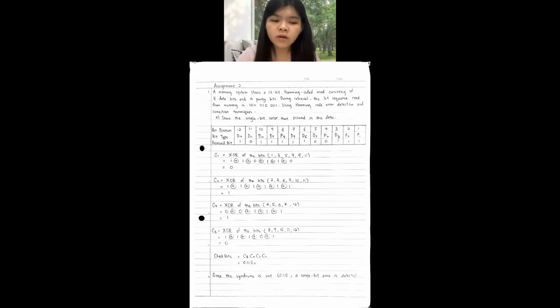For C4, it covers positions 4, 5, 6, 7, and 12. XOR those and we get 1. And C8 covers positions 8, 9, 10, 11, and 12. XOR those and we get 0. So the syndrome C8, C4, C2, C1 equals 0, 1, 1, 0. Since this is not 0, 0, 0, 0, a single bit error has been detected.